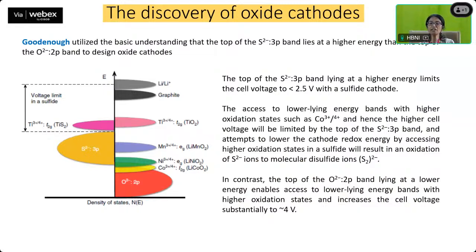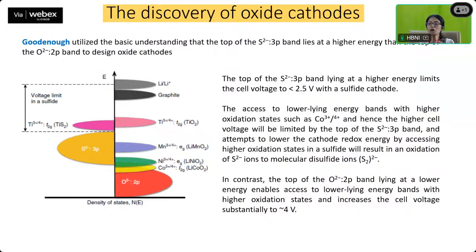So the top of the S2 minus 3p band lies at a higher energy, and it limits the cell voltage to less than 2.5 volt with a sulfide cathode. And the access to lower lying energy bands with higher oxidation states such as that of cobalt 3 plus/4 plus, and hence the higher cell voltage, will be limited by the top of the S2 minus 3p band. Attempts to lower the cathode redox energy by accessing higher oxidation states in a sulfide will result in an oxidation of the S2 minus ion to molecular disulfide ion. So that is the reason why these are unstable. The moment you want to have a cobalt sulfide, it will not be stable. It will decompose, and with that, you are going to lose your lithium.